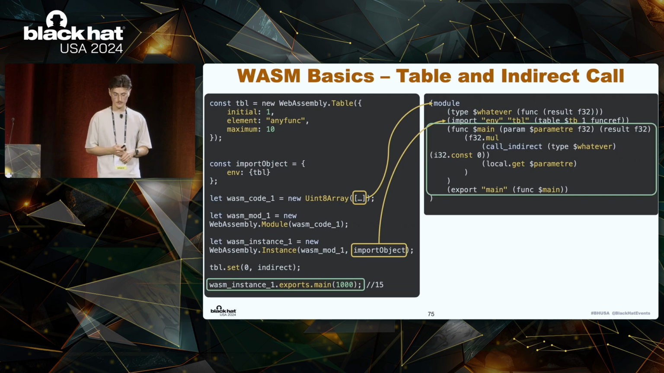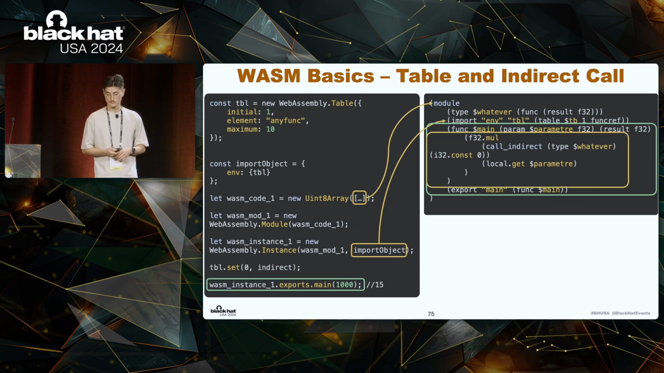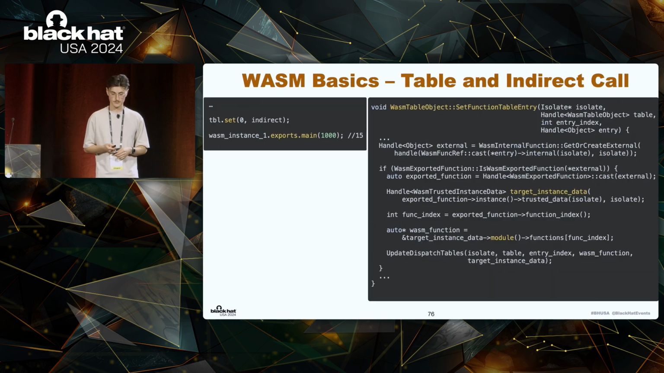So when we call the main function here, what will happen is that the module 1 will call indirectly the indirect function, which is from module 0. And we will do that by querying the WebAssembly table at index 0. Here, the result is just multiplying the return value of the indirect call by the parameter, which is 1,000 here. So we'll get 15 as a result.